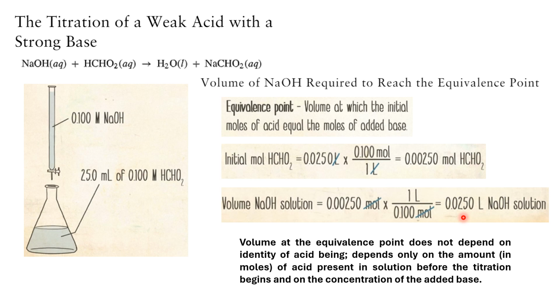And I make a note here. I say that the volume at the equivalence point does not depend on the identity of the acid that you have. It doesn't matter if it's strong acid or weak acid. It does not depend on the identity of the acid. It depends only on the amount in moles of acid present in the solution before the titration even begins, and on the concentration of the added base. This is just a statement summarizing everything I talked about for this slide.